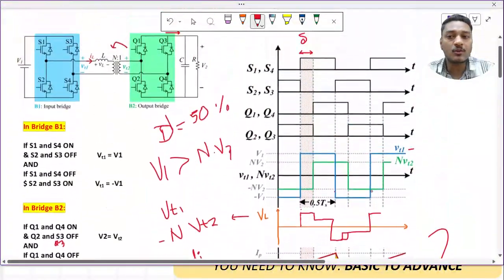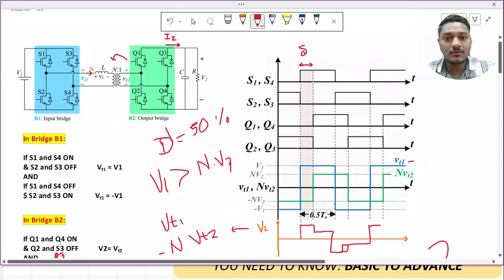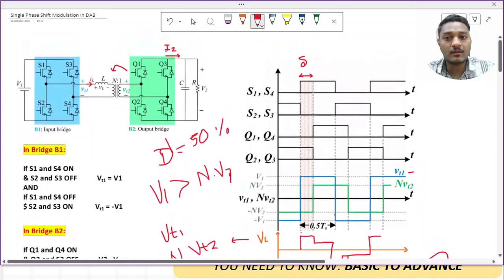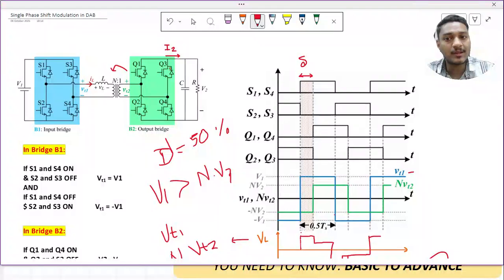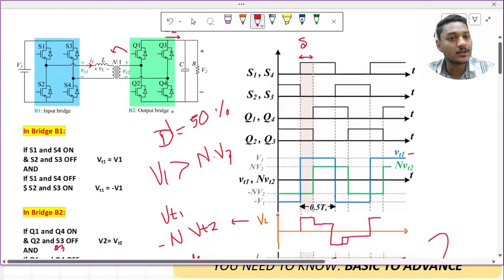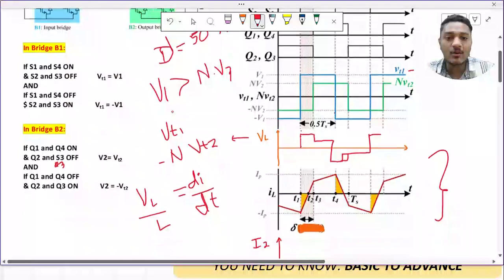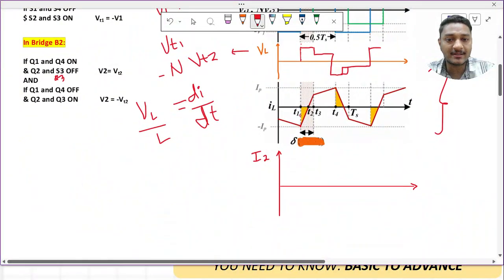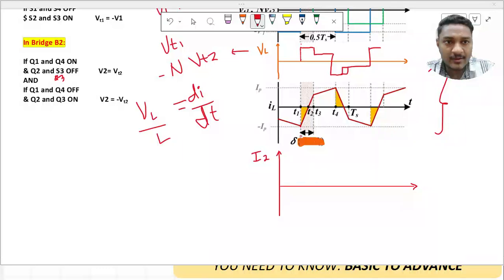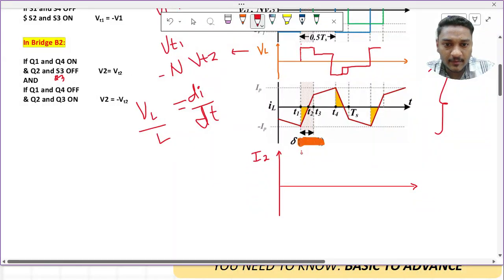Now I want to draw the I2. So what is my I2? We know that I2 is equal to IL when Q1 and Q4 are on, and I2 is equal to minus IL when Q2 and Q3 are on. Based on that, can I draw the waveform of I2? Yes, I can easily draw it. So let us try to draw it here. I will start with this particular point.